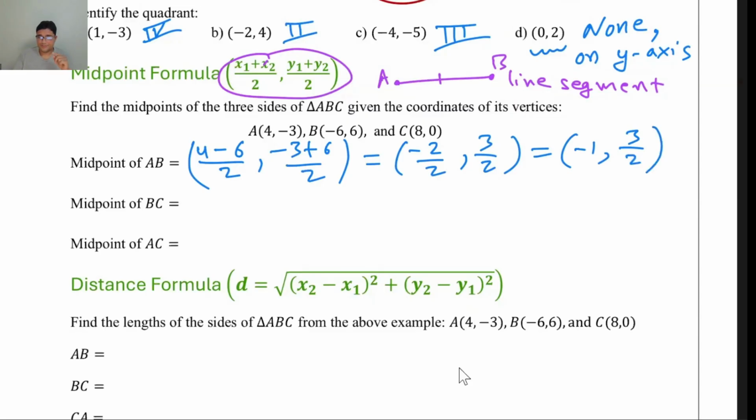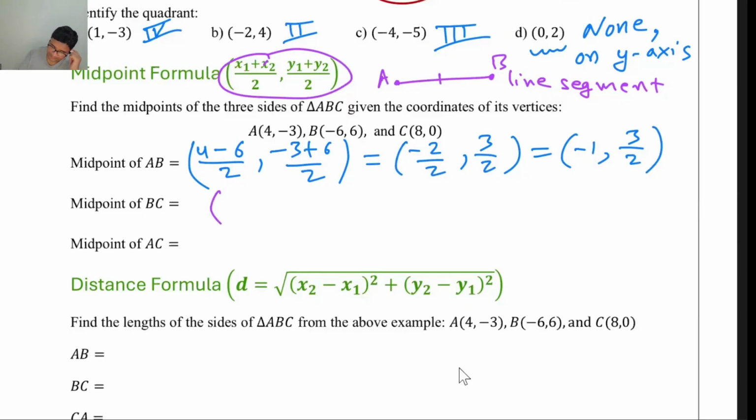Okay. That's the midpoint of the line segment AB. Go ahead and compute the next 2 midpoints and check your answers with me. I'm only going to write the answer. Do it and check it.